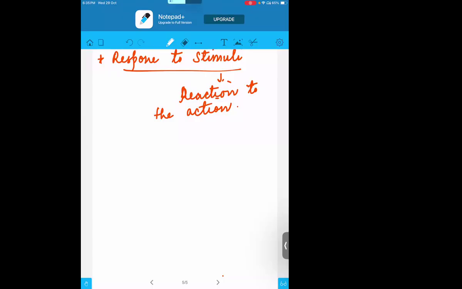Okay, instead of my example, I'll take the other example. If you touch a hot object all of a sudden and you realize that it is hot, what do you do? You immediately take your hand back. That is also a reaction you give to the action. So what was the stimulus? The stimulus means any object, material or substance through which you are getting a reaction. To that, you will be responding.